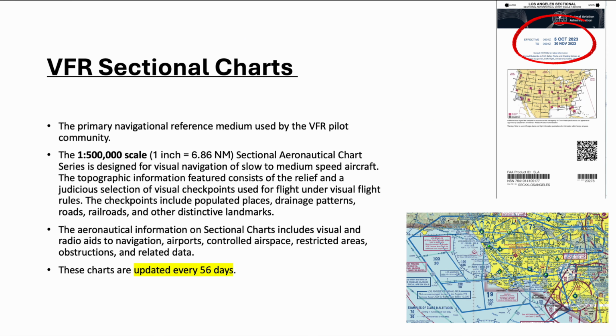You'll notice some dates at the top of this chart as well. So it's going to have an effective date, and then underneath that, it'll say 2, which is going to be the end of that range. These charts are only good for 56 days, which is kind of a short amount of time. So what that means is you always want to make sure that you have the most updated charts in hand when you're using these to navigate.